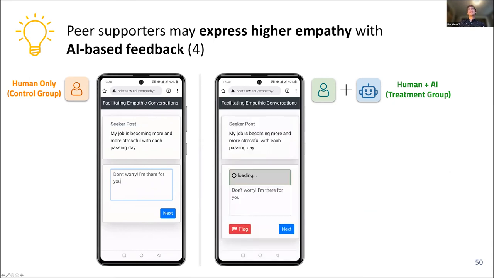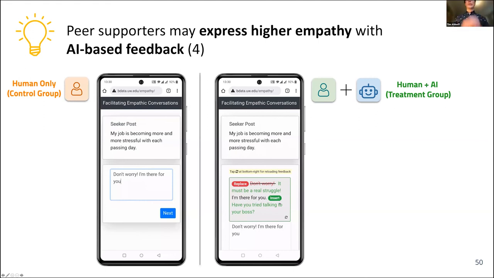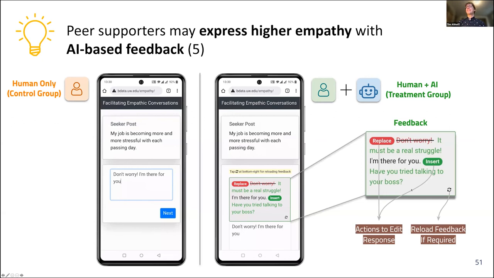So now I click on this part here where I want feedback, and then we use a version of the model that I just explained to you earlier, based on reinforcement learning, that makes a replacement suggestion and an insert at the end. So for instance, here the model correctly identified that maybe it could be a good idea to replace the first sentence. There's also an insertion: have you tried talking to your boss could be inserted at the end. So we have these sentence-based edits, and you can also reload feedback. Maybe the first feedback wasn't particularly useful to you. Maybe you want to see more examples. You can do that as well.